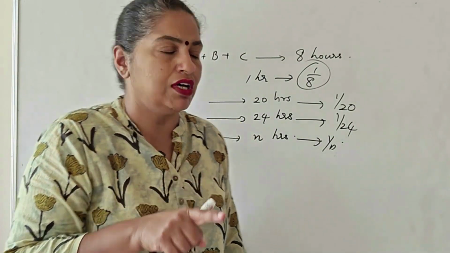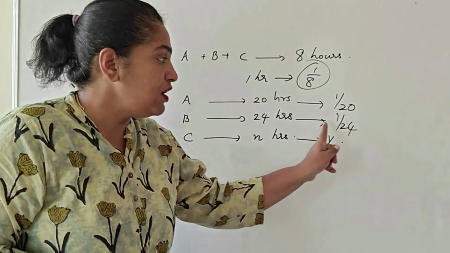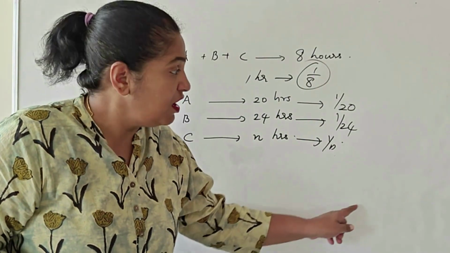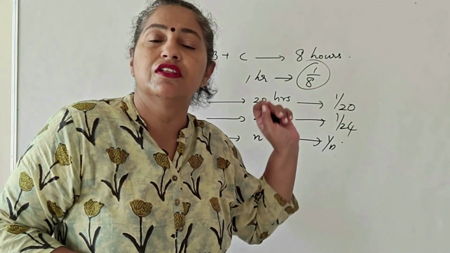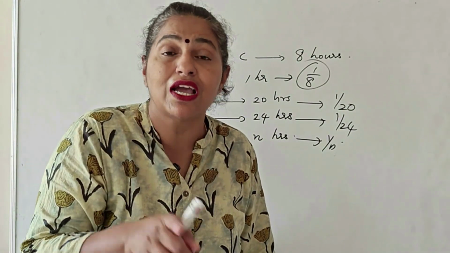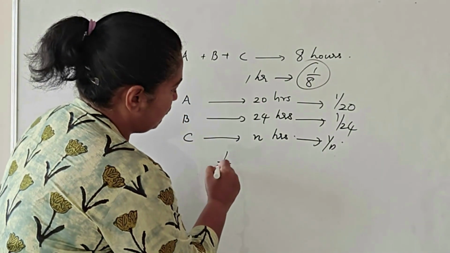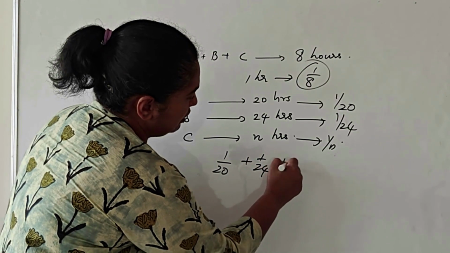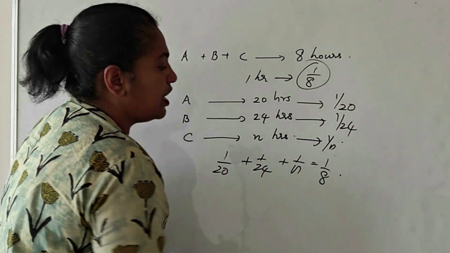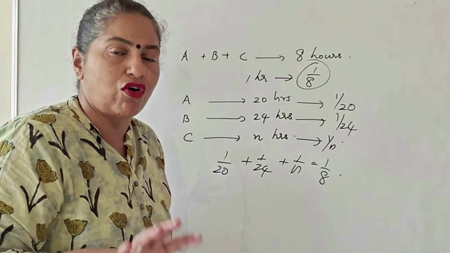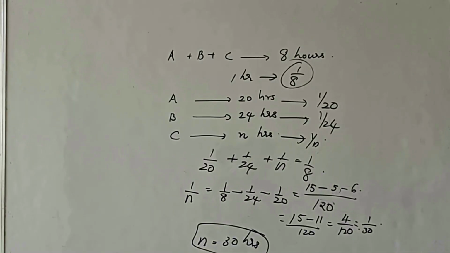So, in 1 hour, A will do this much of the work, B alone will do this much and C alone will do this much. When all these three are combined together, the work will be 1 by 8th of the whole work completed in 1 hour by A, B and C. So now it is very simple. 1 by 20 plus 1 by 24 plus 1 by n is 1 by 8. Now we need to find the value of n. Let us solve this equation. After solving the equation, we will get 1 by n as 1 by 30. So taking the inverse, n is equal to 30 hours.